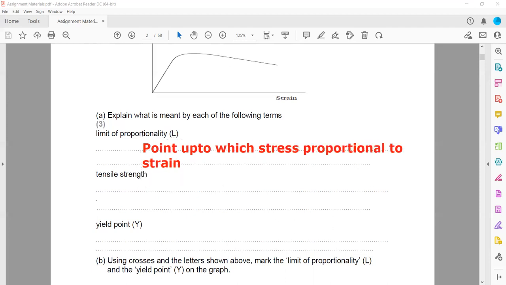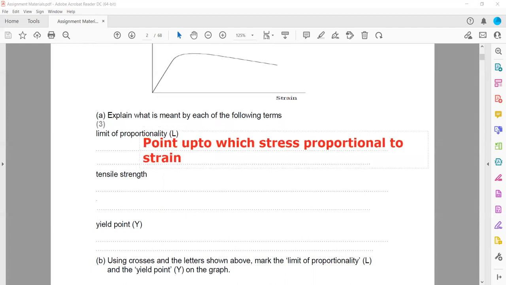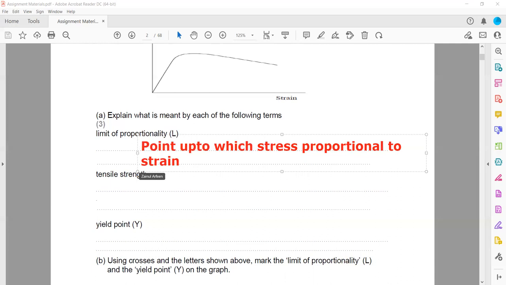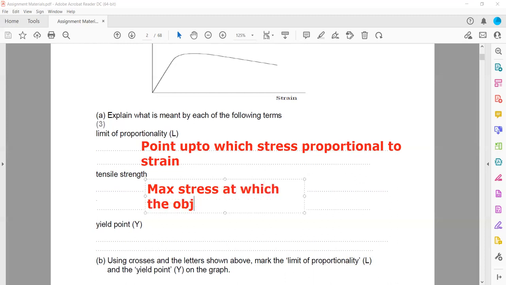Now, what is the meaning of tensile strength? Tensile strength means the maximum stress which an object can bear before it breaks or fractures. So the greatest stress before the object fractures, or the maximum stress at which the object fractures, is known as the tensile strength.